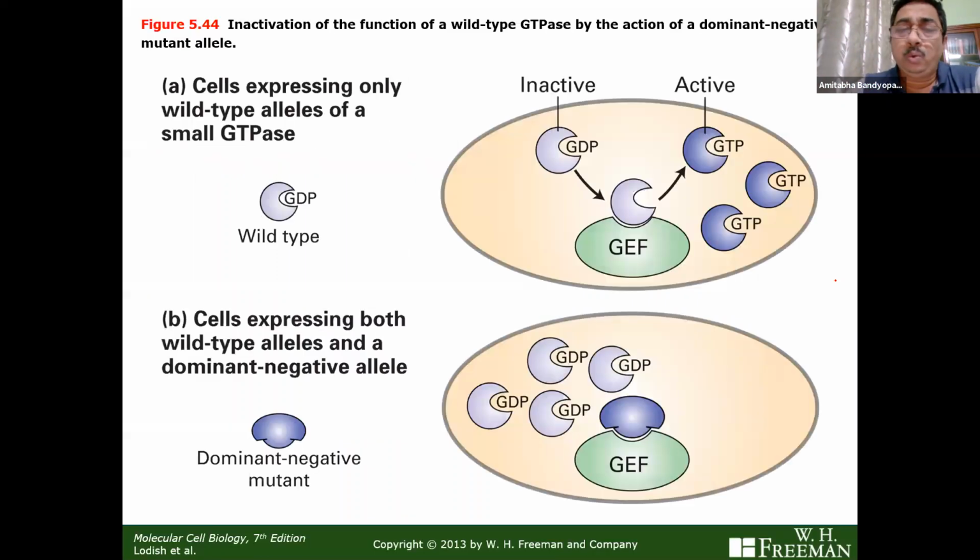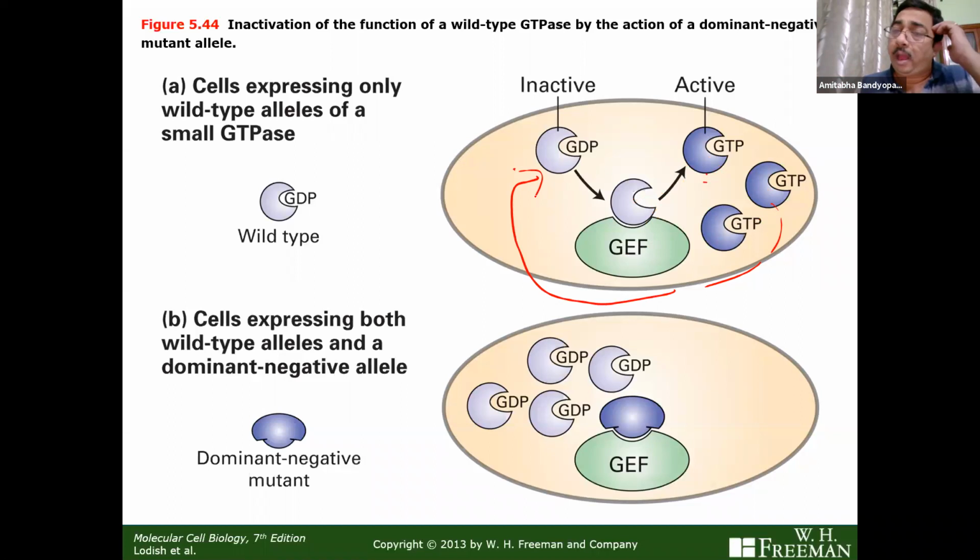One is to express what is called a dominant negative allele, dominant negative expression. Say in this particular case it's a GTPase. The normal GTPase will normally be bound by GDP. It will interact with a guanine nucleotide exchange factor, or GEF, and then the GDP-GTP exchange will happen, it will become active GTP, then it will promptly hydrolyze the GTP and come back to this state. So this constantly happens.